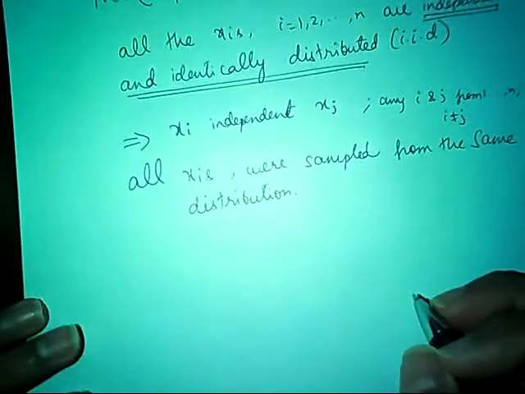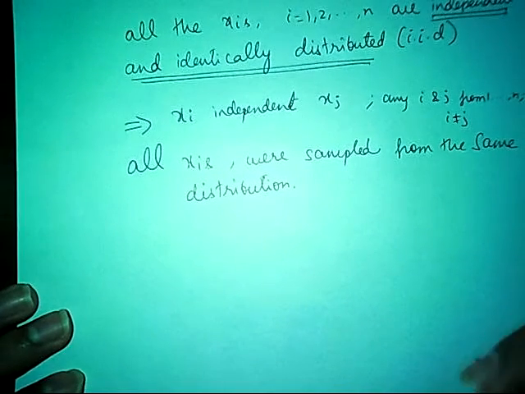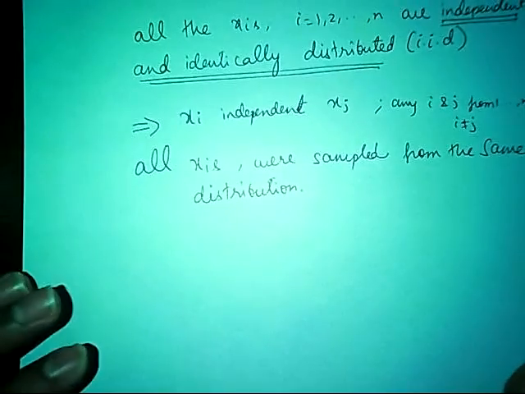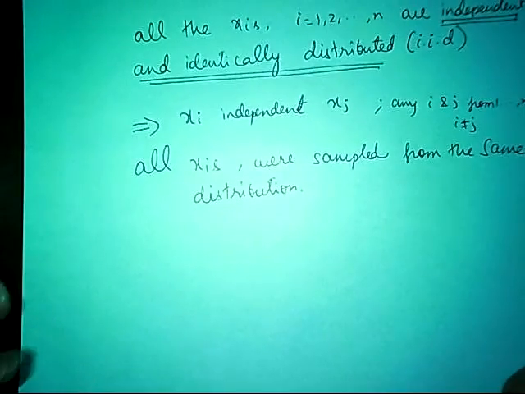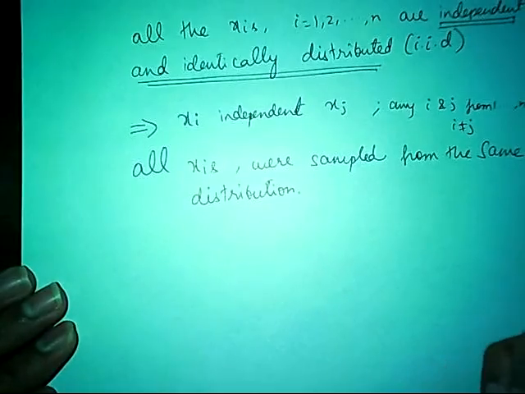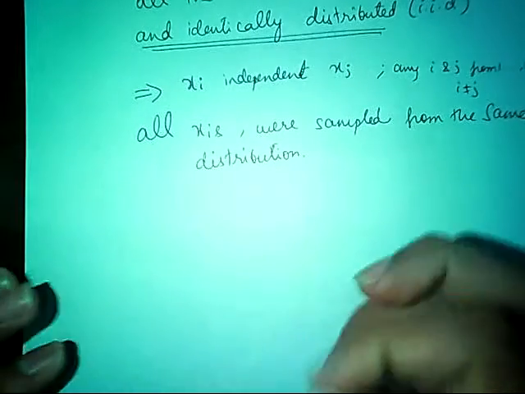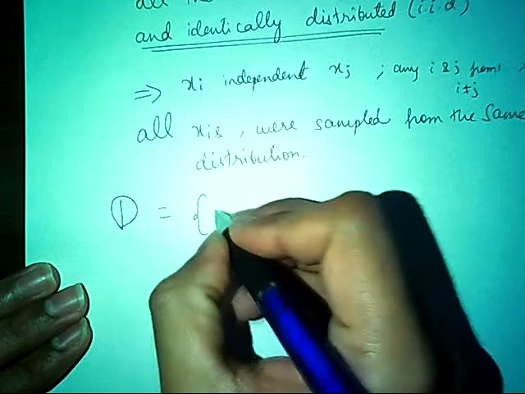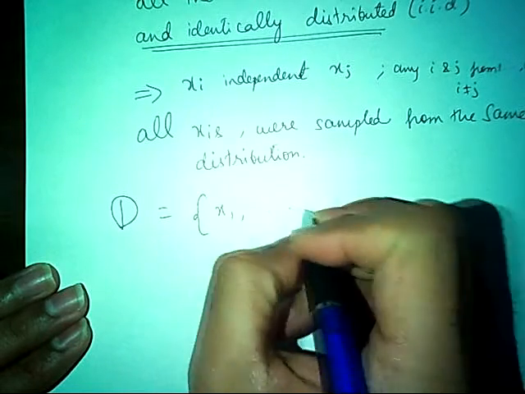Note that to do a maximum likelihood estimation, you do not require the samples to be IID. The advantage is that IID simplifies the computations a lot. So that is the only reason why we use IID. So let us denote D as a set of outcomes that we already have.